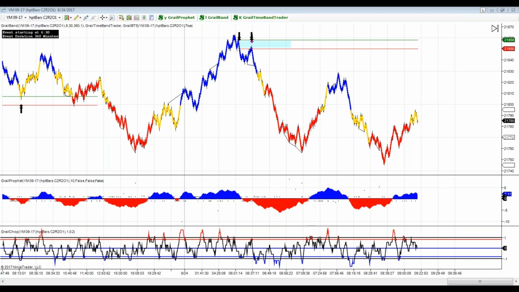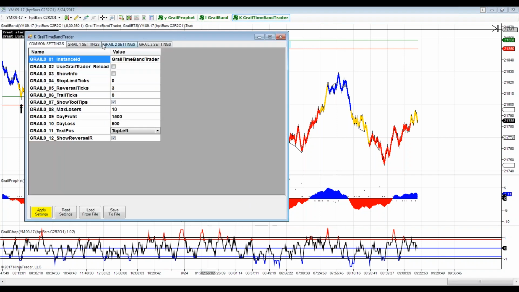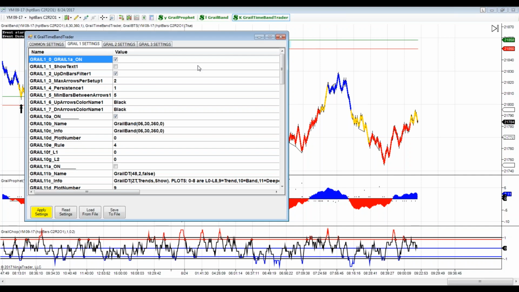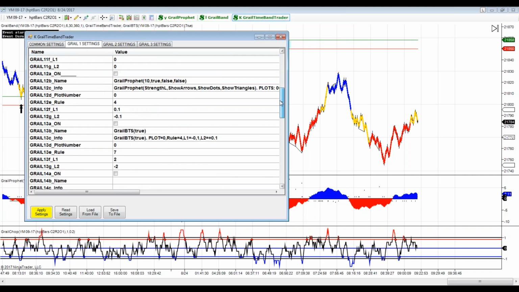So the question from Dennis is, to run both sides of the band, you would deselect BTS. Yes, and you only need to do that in Grail 1. Okay? You only need to do that in Grail 1. Right here. Just deselect it. Grail 2 and 3 doesn't matter. You're going to get those trades anyway, because in essence, it's got to go through the band anyway, right?